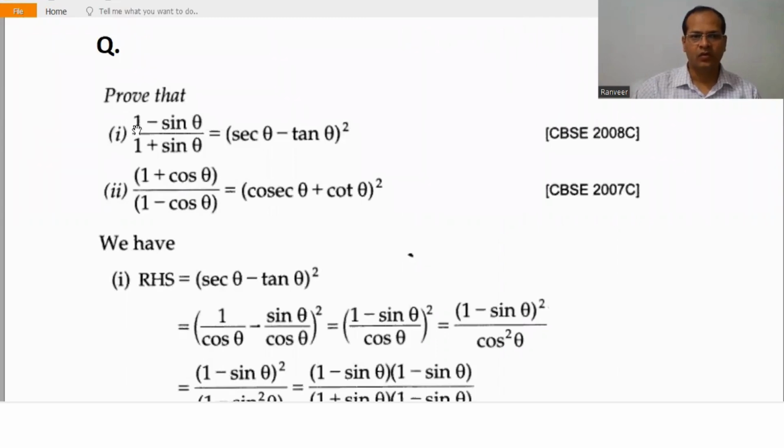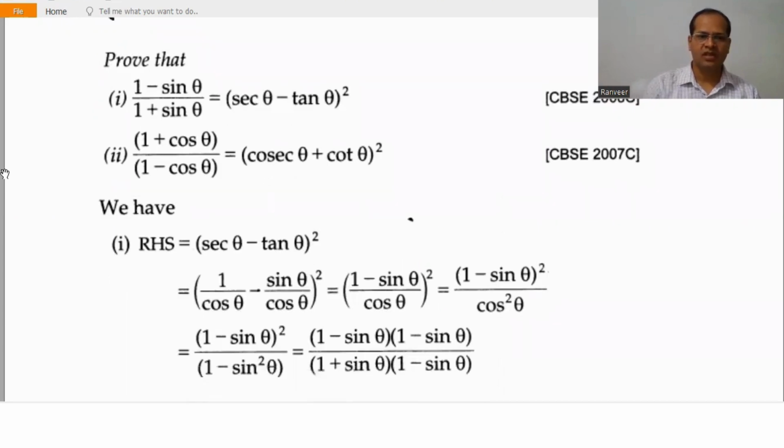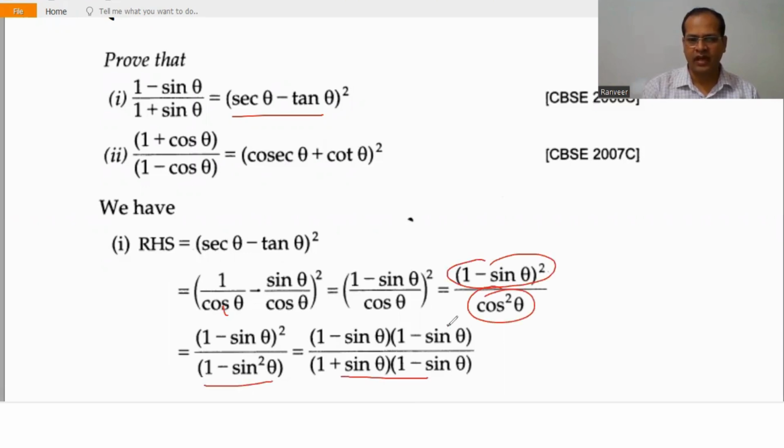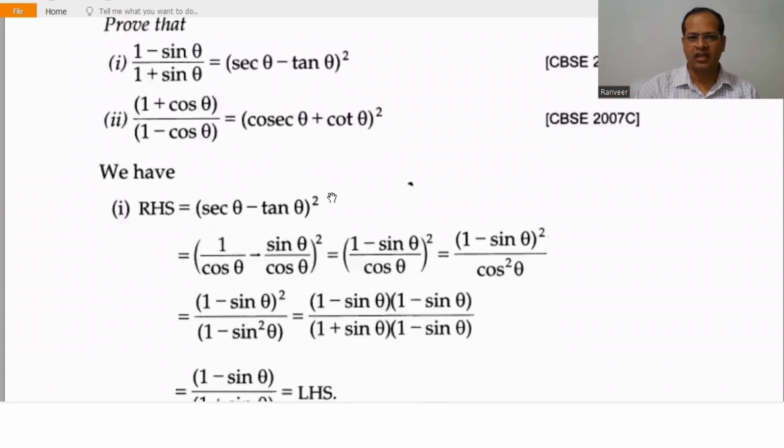Now next question, (1 minus sin theta) by (1 plus sin theta). This we have to prove equals (sec theta minus tan theta) whole square. In this type of question, if you attempt from the right hand side, then it is easier for you. So in this question, sec theta minus tan theta, first of all, we have to convert into 1 by cos theta minus sin theta by cos theta, taking the LCM and doing the square. After that, in the denominator part, (1 plus sin theta)(1 minus sin theta), one value will cancel, and this is the required result.